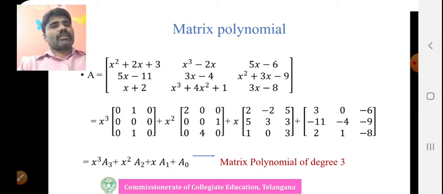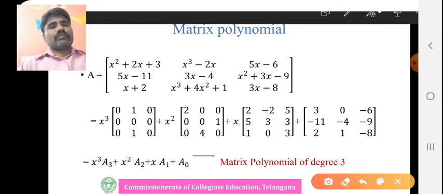In the place of A11 it is 2, then minus 2, plus 5, that's why 2, minus 2, 5, and 5 3 3, and next 1 0 3. Similarly we collect the coefficients of constants. These are 3 0 minus 6, minus 11 minus 4 minus 9, 2 1 and minus 8.